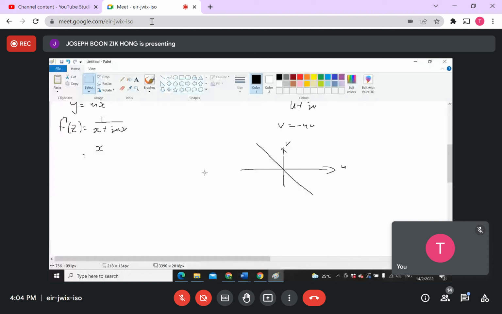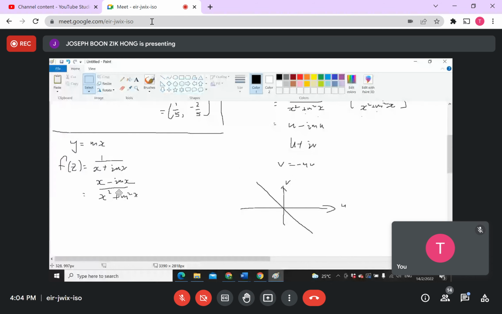And then you compare, because this one is equal to w. What is w? w is u plus iv. So what you do is you compare the u to this one, and then the v to this one. Then you will get the same answer. Okay, this is just the idea.